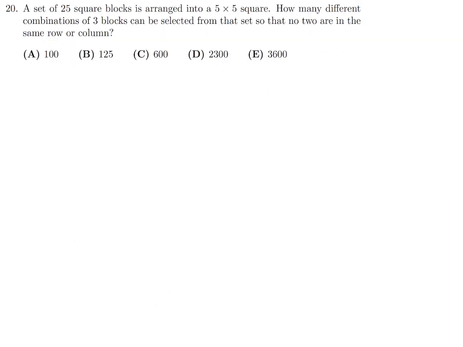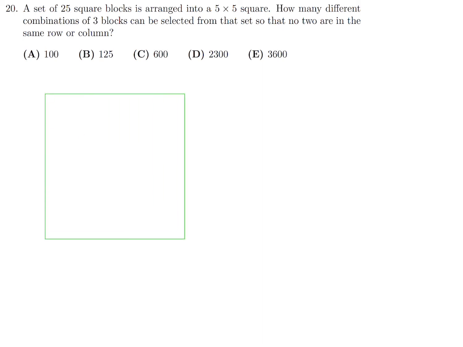A set of 25 square blocks is arranged into a 5 by 5 square. How many different combinations of 3 blocks can be selected from that set so that no two are in the same row or the same column?